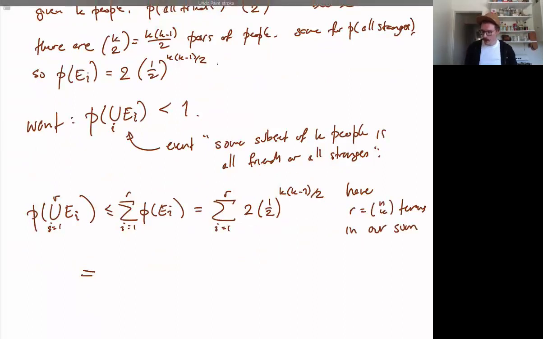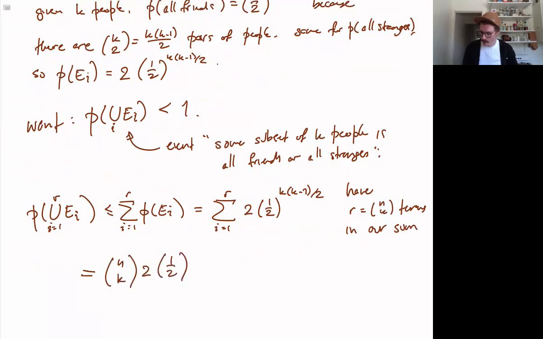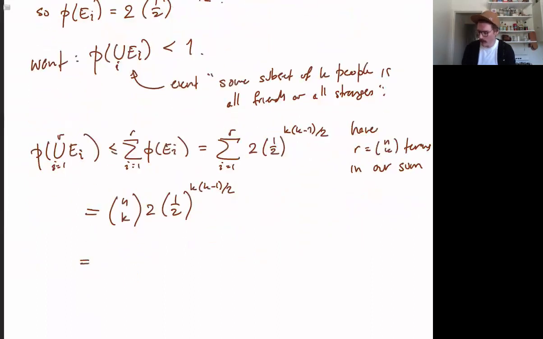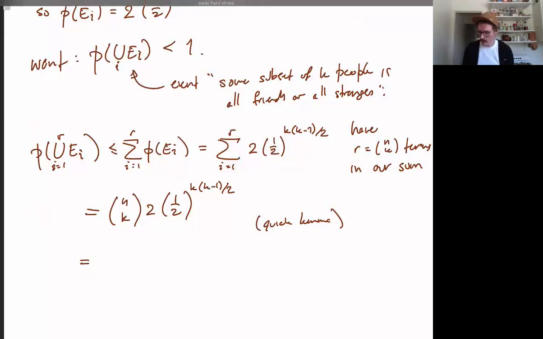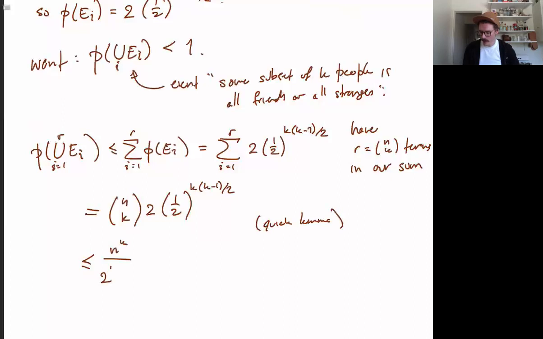So this sum is equal to just n choose k times that common value. And this is where we will plug in our little quick lemma. Remember, this was saying that n choose k is not equal to, but less than or equal to, n to the k divided by 2 to the k minus 1.